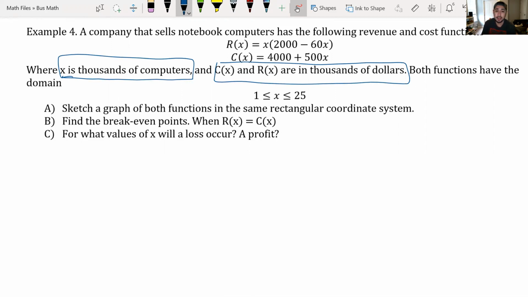Both functions have the domain. Both of these functions are stuck between 1 and 25. So they're stuck between 1,000 and 25,000 computers. That's their domain, right? So this is the domain.